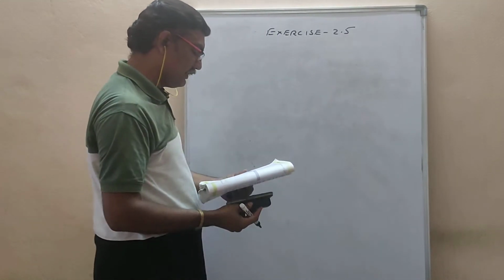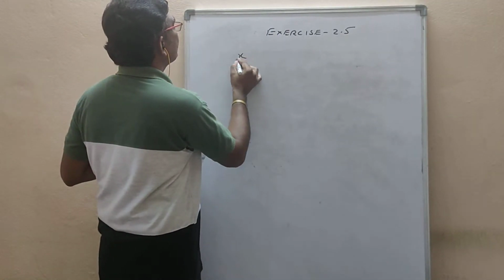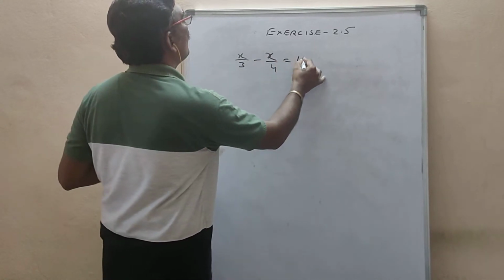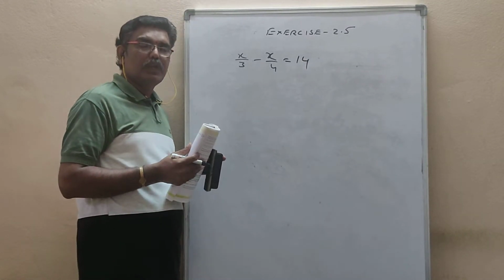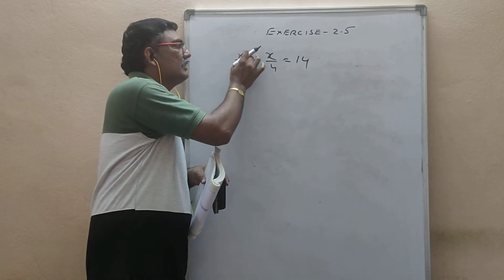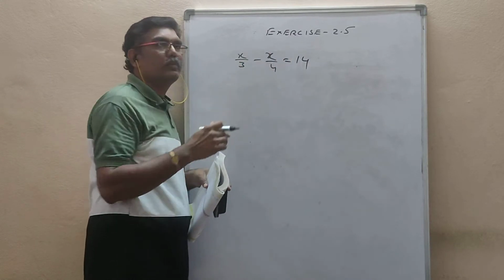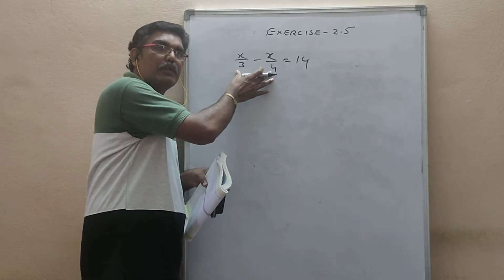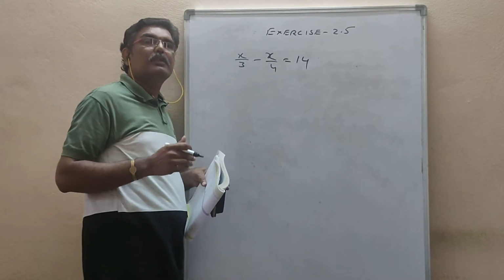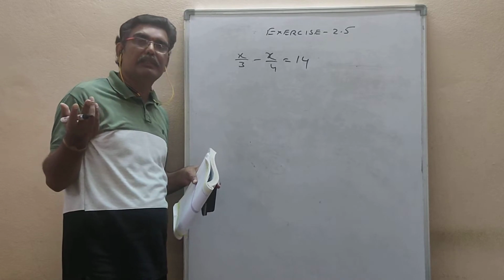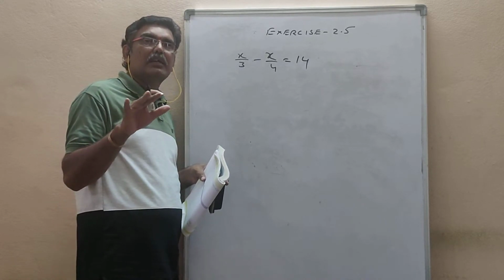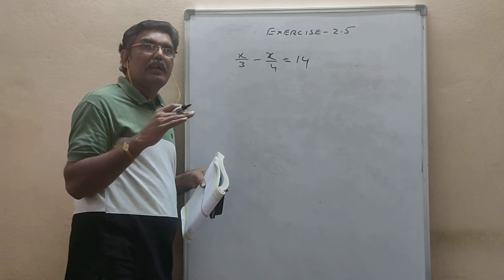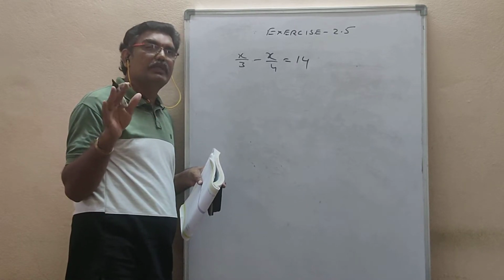In exercise 2.5, the second problem is x by 3 minus x by 4 is equal to 14. Now, this is a term with a variable, and this is also a term with a variable. You can't take variables to one side, because the variables are already on one side only. Now how to do it? Many methods are there. Every teacher will say their own methods.